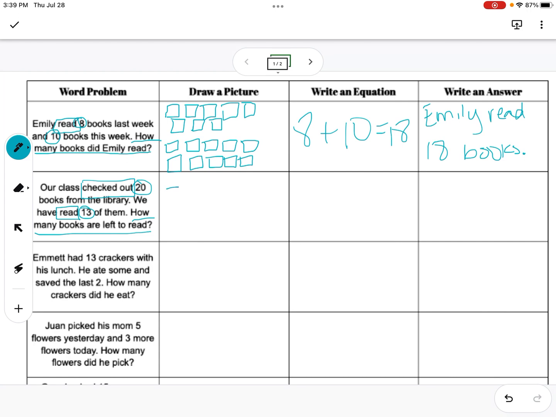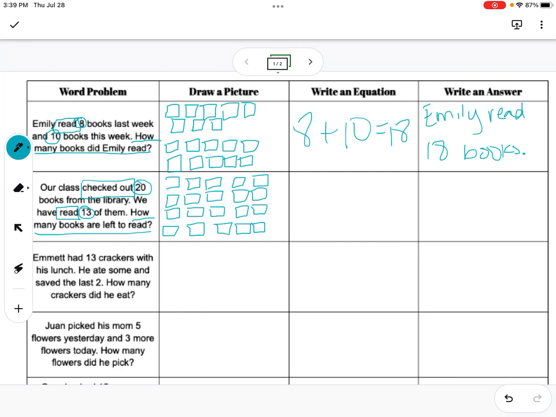So we then drew our 20 books. Bear with me for just a second while I draw 20 books. All right, so there were our 20 books. So we said, okay, here are our 20 books that we checked out from the library. Okay, so now we've read 13 of them. So am I adding that to the amount of books that I still need to read, or am I going to subtract that? And they were able to identify that we subtract, we're taking it away.